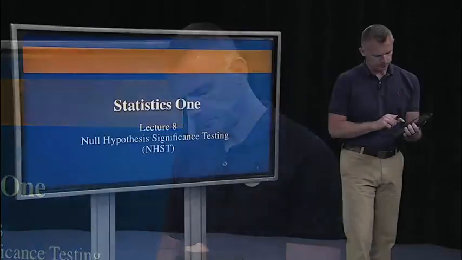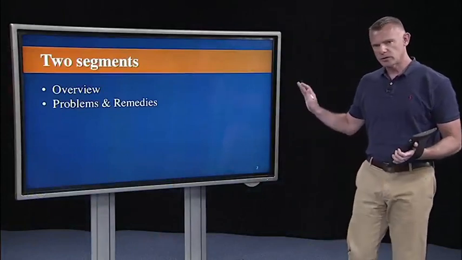We're up to Lecture 8, and the topic of Lecture 8 is null hypothesis significance testing, which is a fundamental topic in statistics and a somewhat controversial topic. So we'll talk about the basic logic of null hypothesis significance testing in the first segment of this lecture, and then in the second segment, I'll talk about why it's controversial, why there are some problems with it, and then we'll talk about some of the remedies that you can apply to deal with some of those problems. So this lecture will just have two segments.